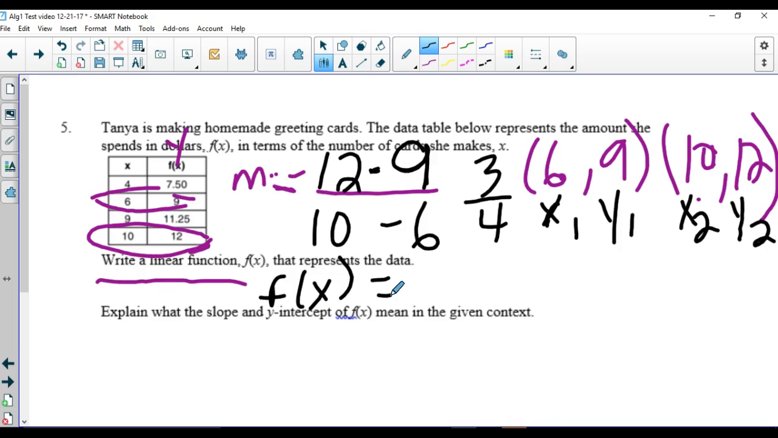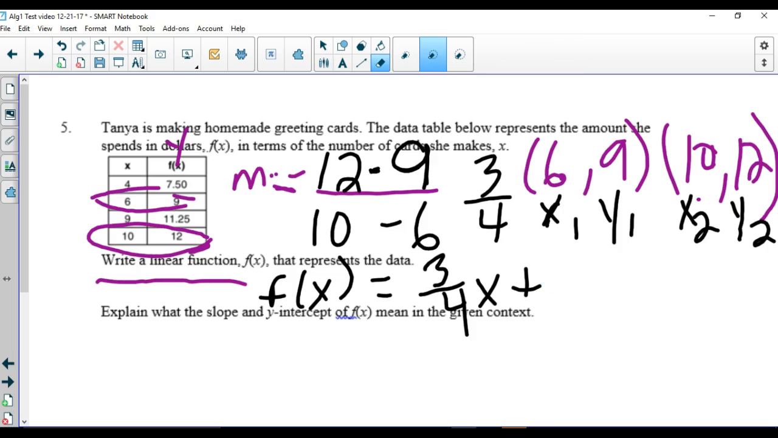Again, we could do y equals mx plus b, or we can do the other one, but let's just do y equals mx plus b so we can see it. This is going to be 3 over 4x plus, now, we have to figure out what b is. A couple ways we can do it. We can type it in the calculator, or we can do point slope form. So let's just do point slope form so you see it.